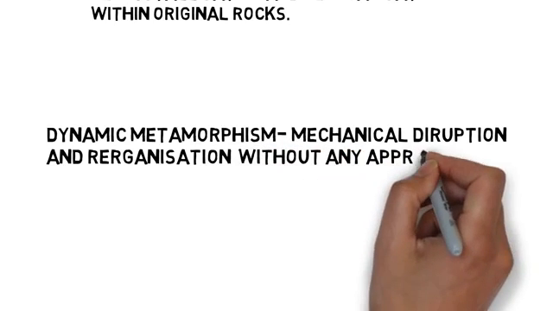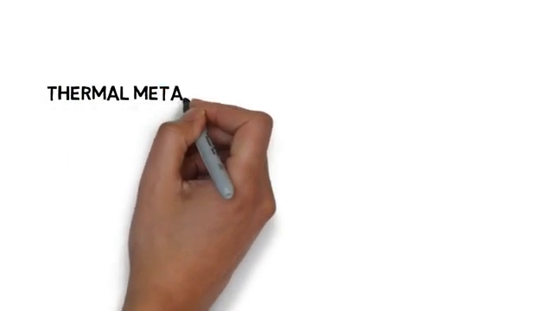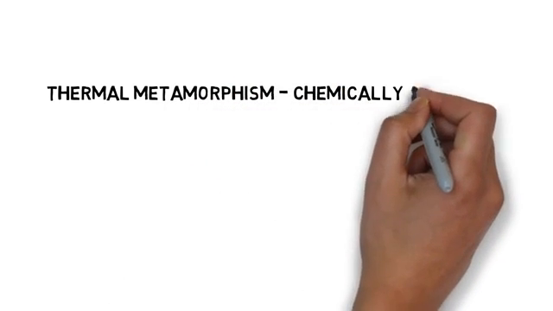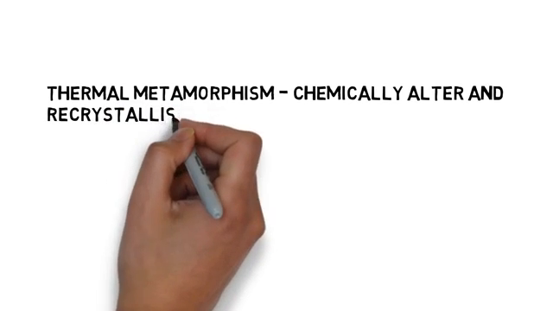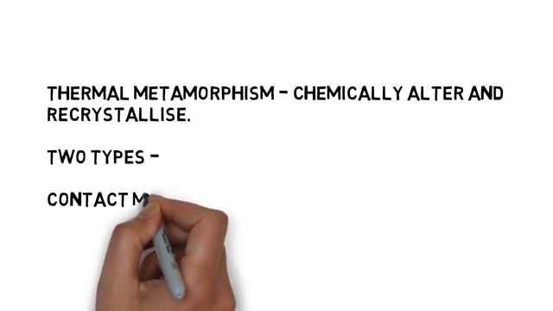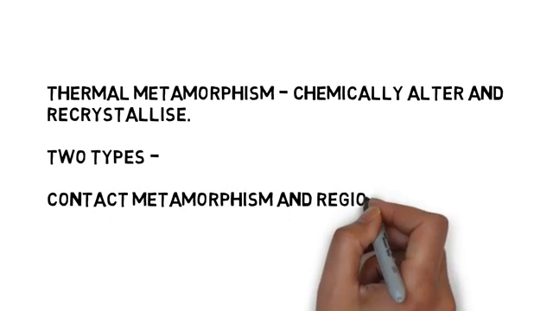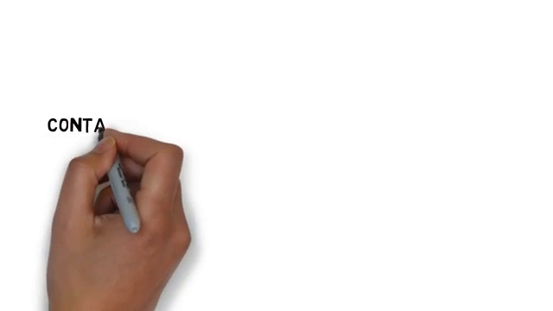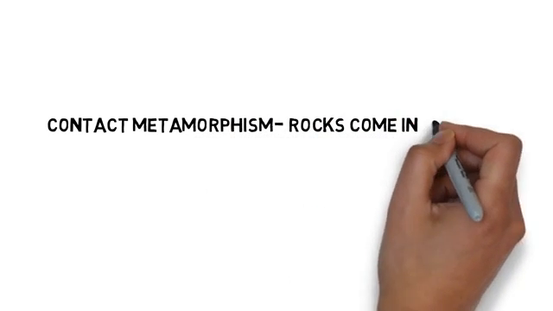Another kind of metamorphism is thermal metamorphism, where the rock is chemically altered and recrystallization takes place. There are two types of thermal metamorphism. First is contact metamorphism and second is regional metamorphism. In contact metamorphism, rocks come in contact with hot intruding magma and lava, and the rock materials recrystallize under high temperature.